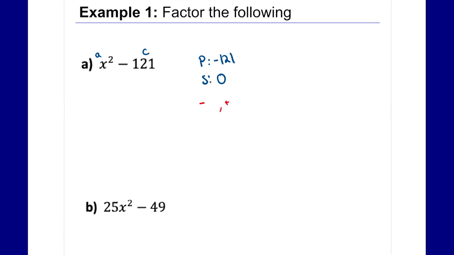So an easy way we can do this is saying, okay, what times itself is 121? Or we could take the square root of 121, which would give us 11. So if I go through and factor this based off the old method, I would have x plus 11 and x minus 11.